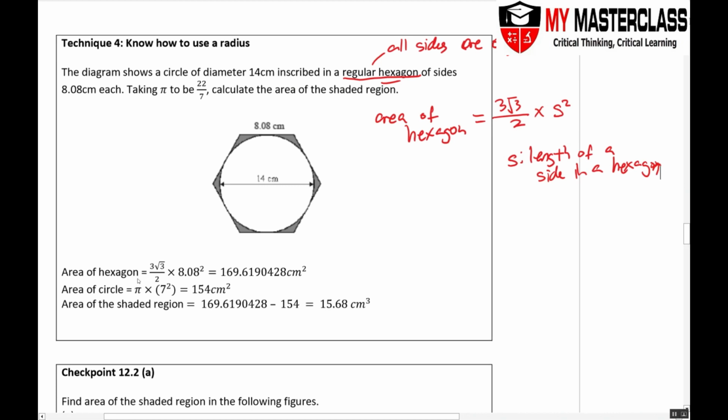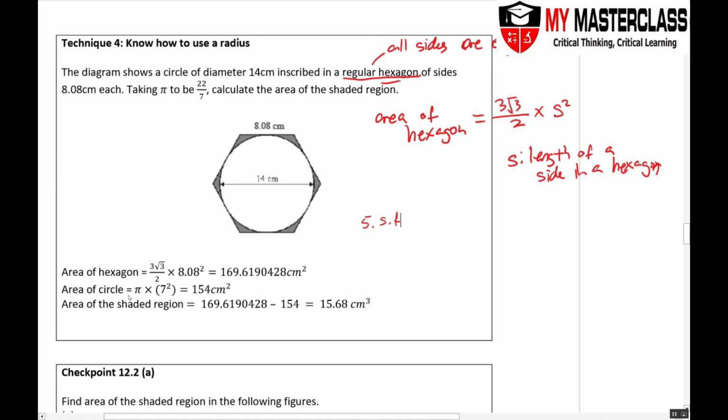So you have area of hexagon here: 3 square root 3 over 2 times the square of your side, which is 8.08. You work out to have this value here. They've written out everything here in the notes, but usually in your exams, you just need to write up to 5 significant figures. Because this is not your final answer, this is just part of my working, always leave it in 5SF first. Then you don't have to round to 3SF. 3SF is only for your final answer.